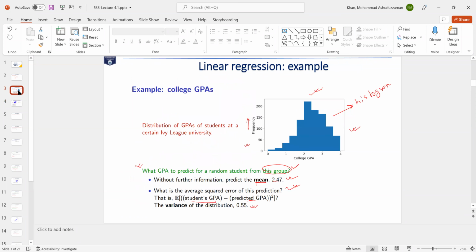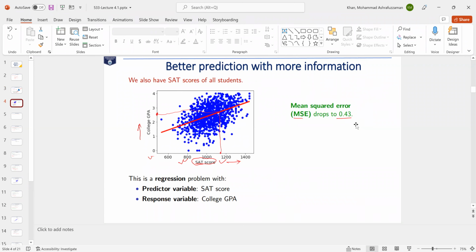If we have no information, then the variance will be the error. If we have at least one feature, we see the error drops. The range is not huge, only from 0 to 4, so the reduction is significant if we use just one feature.